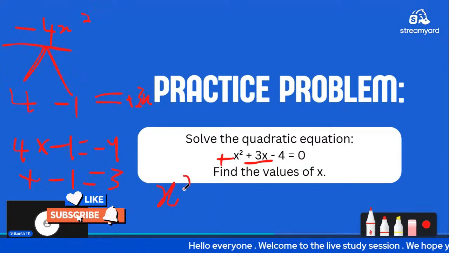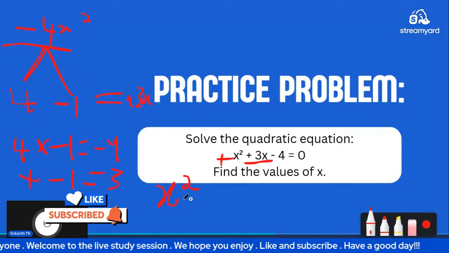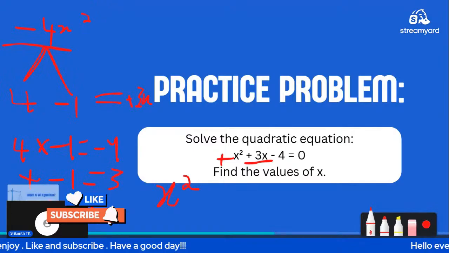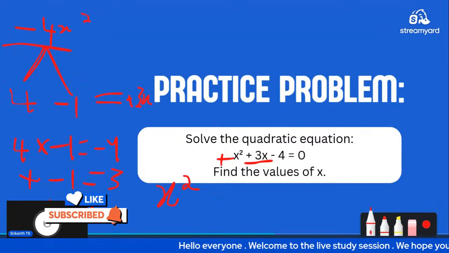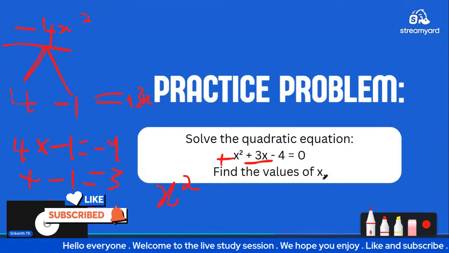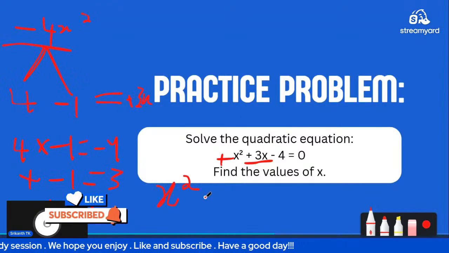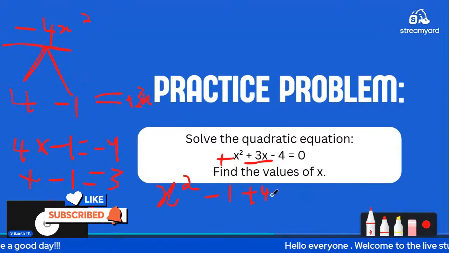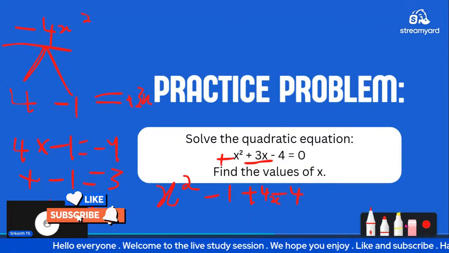Next, what we need to do is put it into the equation. We can put it either in minus 1 plus 4, or sorry, 4 minus 1. So that's the two ways. So let's try the first method: minus 1 plus 4 minus 4. So I put x.